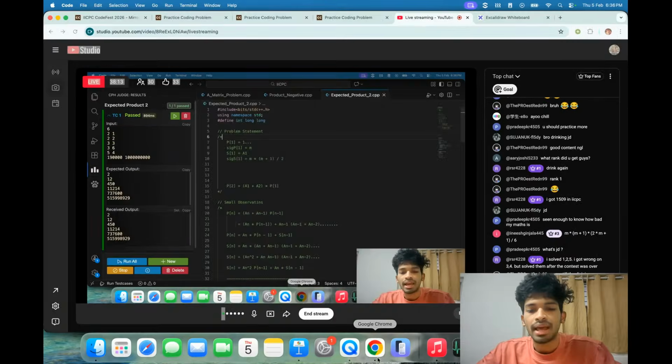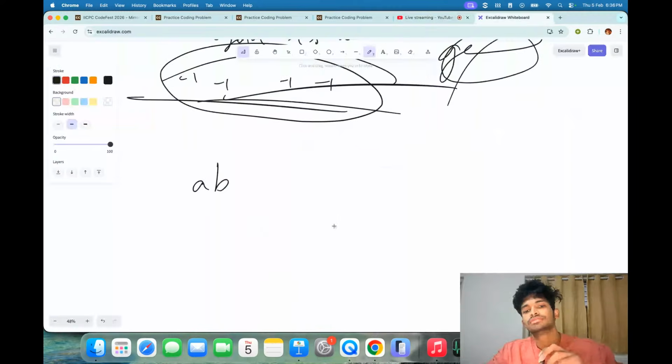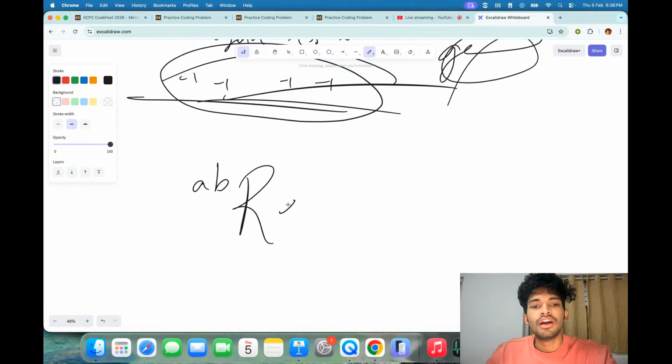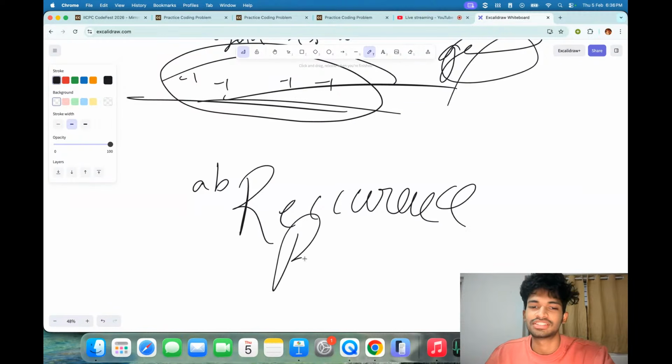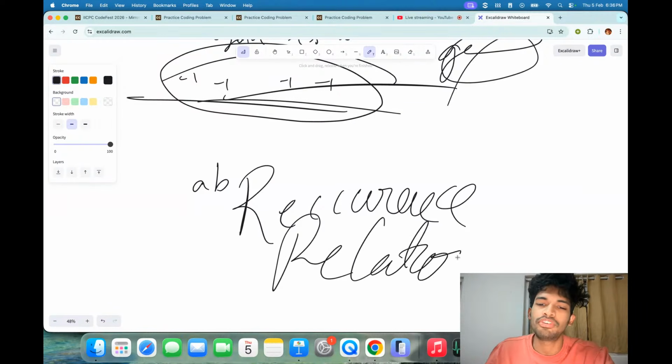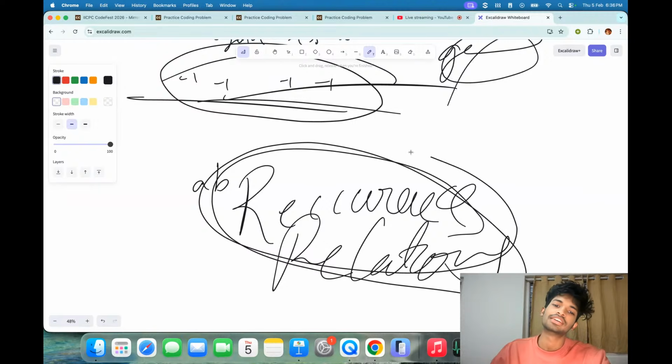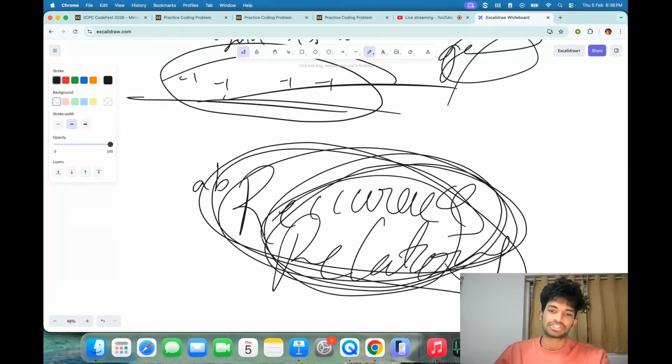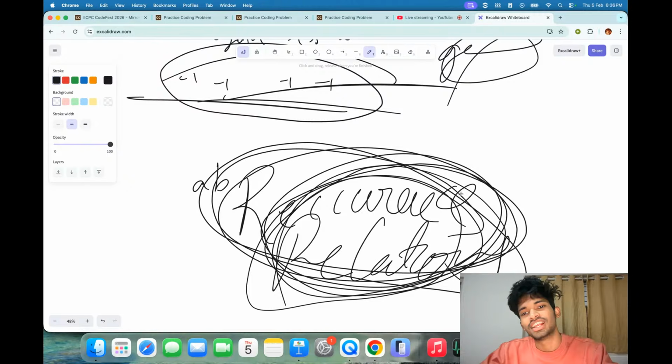Like the topic name can be recurrence relations. This is a good problem for recurrence relations. Okay. Recurrence relation. What does recurrence relation mean?